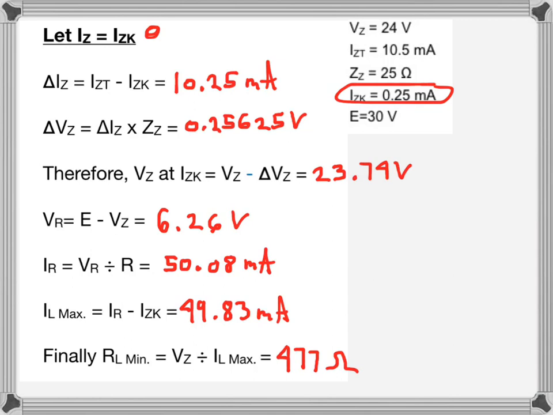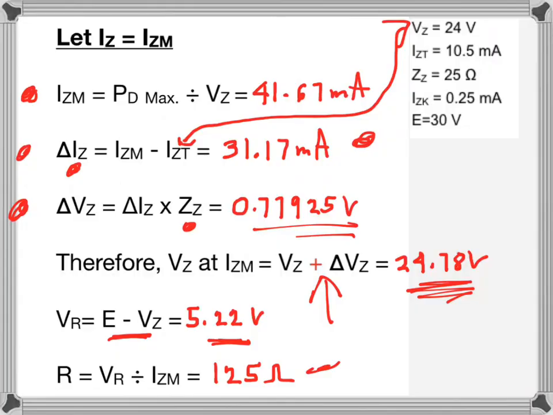It's essentially the same formulas as before. The change in Zener current from IZT to IZK is 10.25. The change in Zener voltage is the change in Zener current times the Zener impedance, 0.2565. Now we're going from IZT to IZK. We're going down in current, so we're subtracting and not adding. So this is 23.74. Go back to our curve.